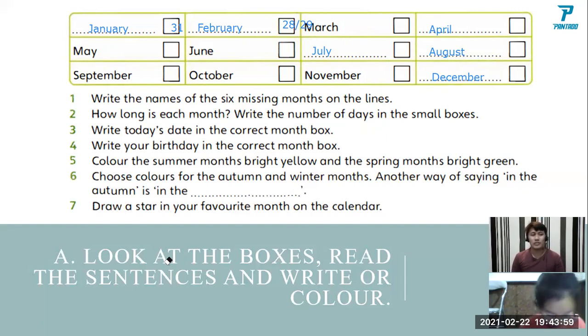And in March, yes, there are 31 days in March. Very good. April, yes, there are 30. May, there are 31 days. June, there are 30. July, there are 31.